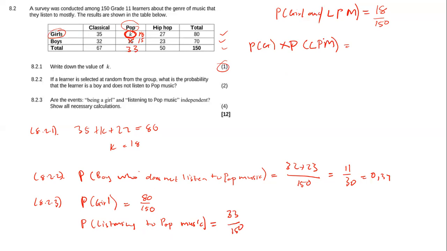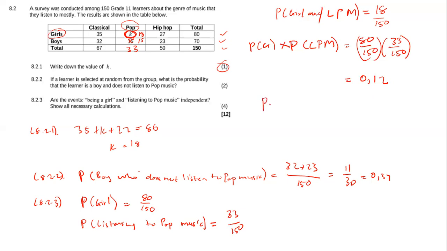So the probability of girls only is going to be 80 over 150, and therefore what will be the probability of LPM, which is listening to pop music only? We said it's going to be 33 over 150, and therefore when we punch this on our calculator to two decimal places, we're going to say 80 divided by 150, multiplied by 33 divided by 150, and therefore how much do we get to two decimal places? We get 0.11733333, but to two decimal places it is going to be 0.12, the product over here.